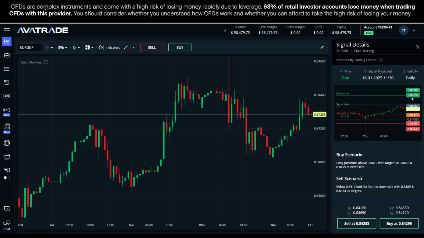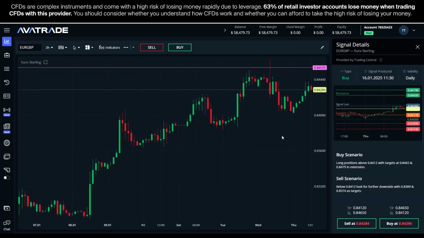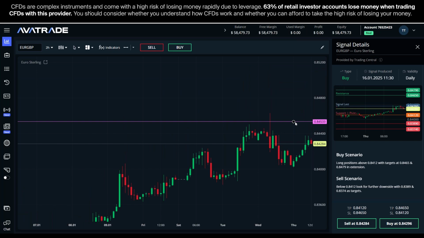The take profit suggestions are up at 84.65. Let's draw a line there. 84.65, that's up. We need a larger candle. Let's go to 2 hour candles. Okay, 84.65 is here. So it's the top of this wick basically that it hit and dropped. So it's serving as a resistance level here.